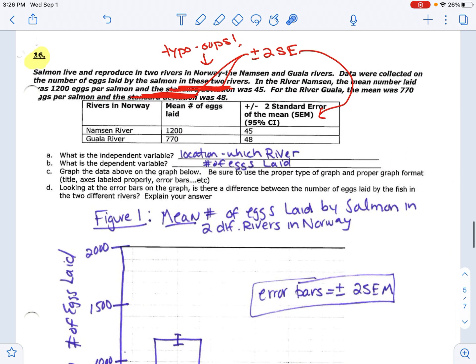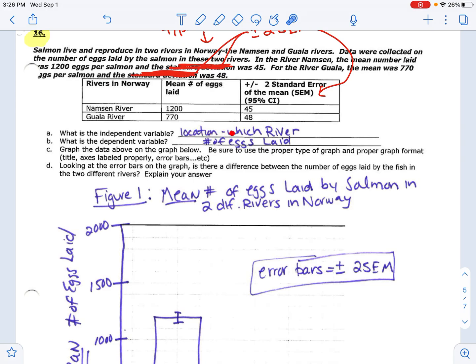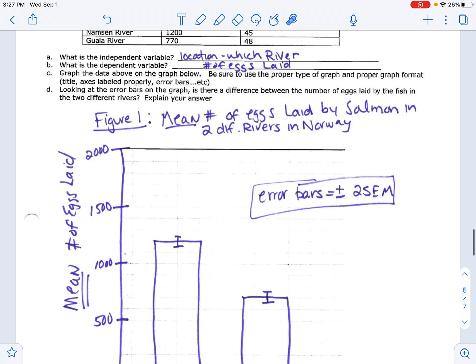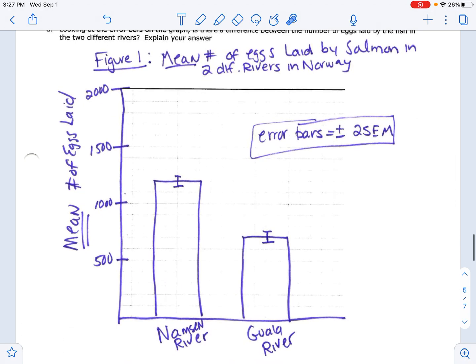Okay, number 16, also, real quick, there was a typo. I think this said standard deviation in the paragraph, and then they gave standard error of the mean in the table. No big deal, but it's standard error of the mean. You don't know what that is yet, probably. But since my independent variable is categories, it's 2 different rivers, notice that's in the left column. That's discrete data, so I'm doing a bar graph. Okay, so you should have done a bar graph.